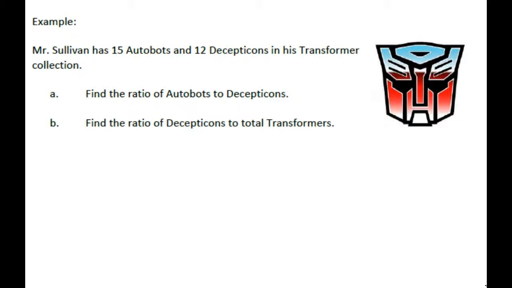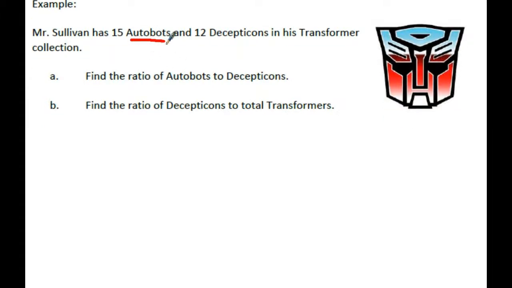Alright, Mr. Sullivan has 15 Autobots and 12 Decepticons in his Transformer collection. Find the ratio of Autobots to Decepticons. Okay, so what we want to do here is write it out. So let's go ahead and write this. So find the ratio of Autobots to Decepticons. So we're looking at Autobots, and I'll keep it short, Auto to Decepticons.